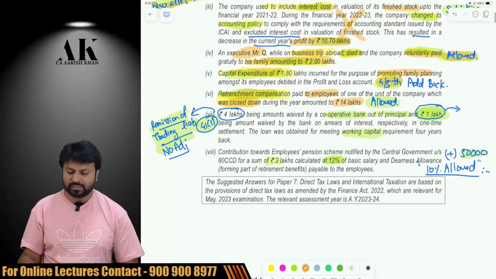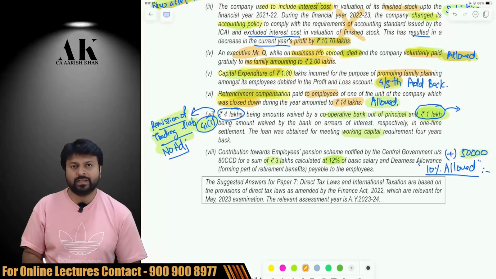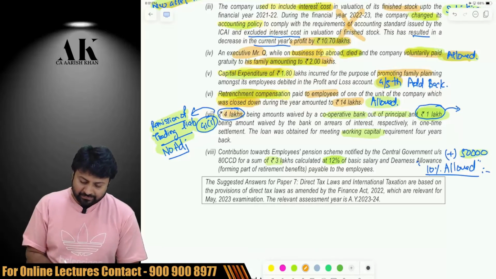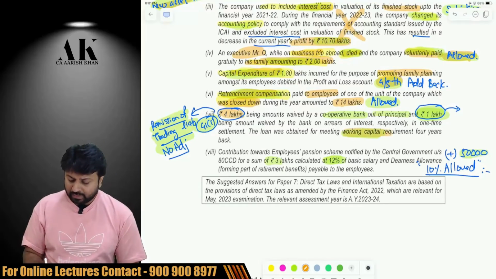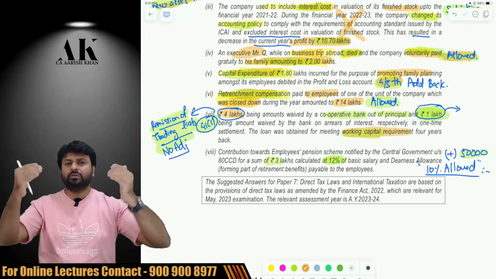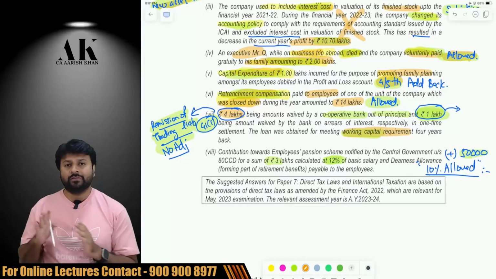Okay. Next one is a very, very intelligent point. There is a cooperative bank from whom we have taken some loan. Now, that bank is waiving that loan for me. I have taken that loan for what purpose? You have taken that loan for working capital requirement. So I have taken a loan of 4 lakh rupees from a cooperative bank for working capital requirement.